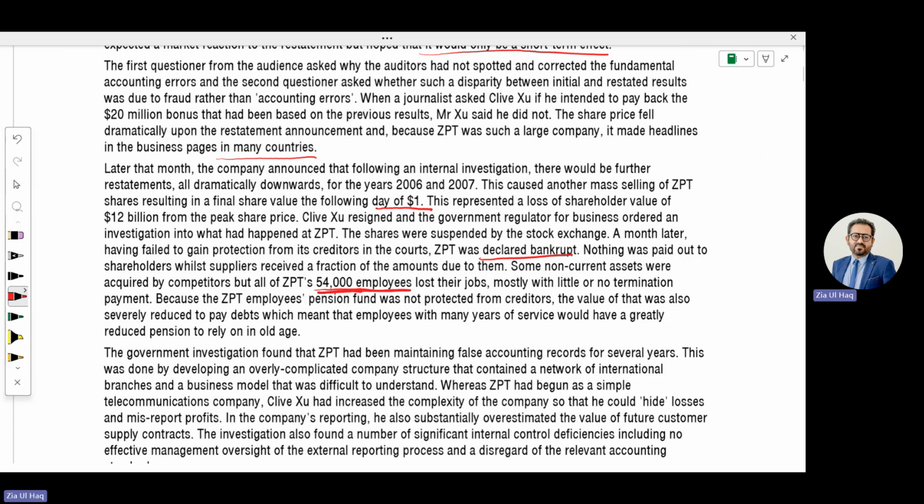Huge unemployment, investor loss, employee loss, economy loss. Because the ZPT employees' pension fund was not protected from creditors in any external company, the value of that was also severely reduced to pay debt, which meant that employees with many years of service would have a greatly reduced pension to rely on in old age, and there was not even a pension scheme for the employees.